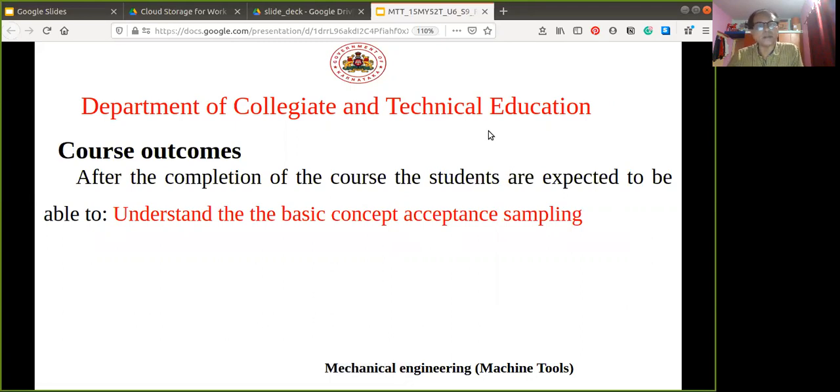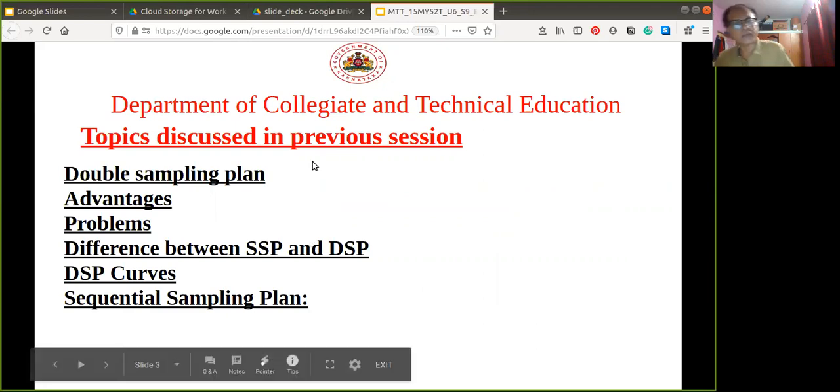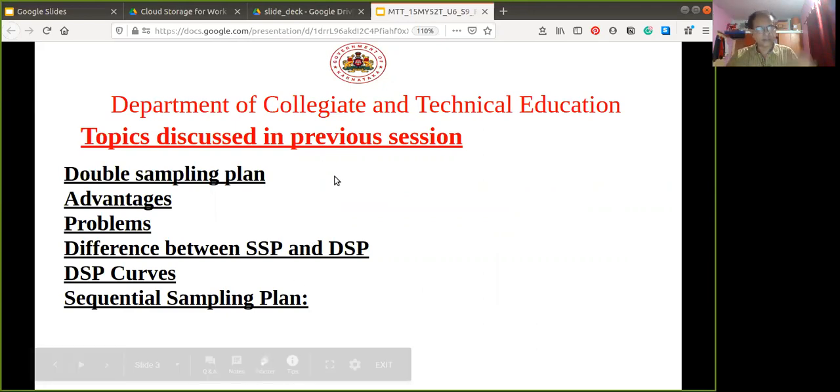acceptance sampling. In the previous class, we discussed the double sampling plan, the advantages of the double sampling plan, the problems on the double sampling plan, the difference between the single sampling plan and the double sampling plan, and the OC curve for the double sampling plan. And then we discussed something about the sequential sampling plan. These are the few points that we discussed in session 8.